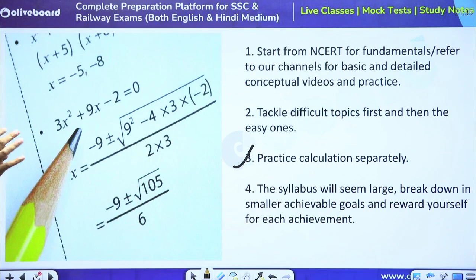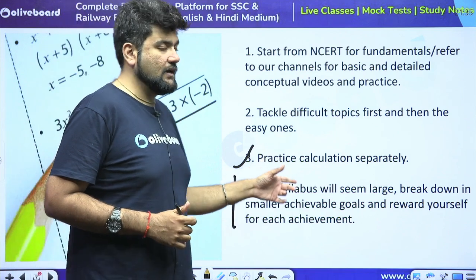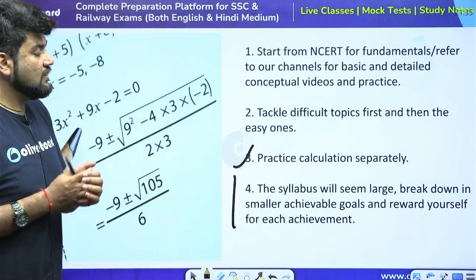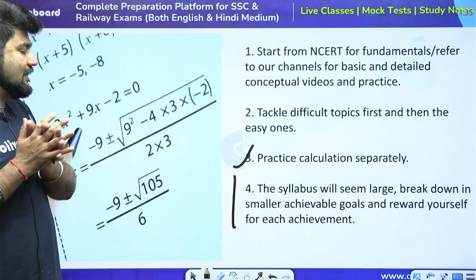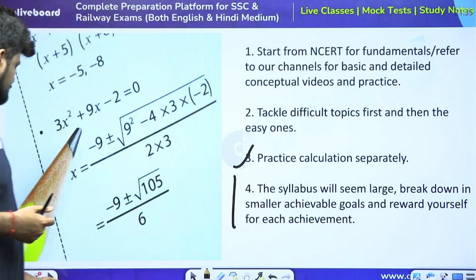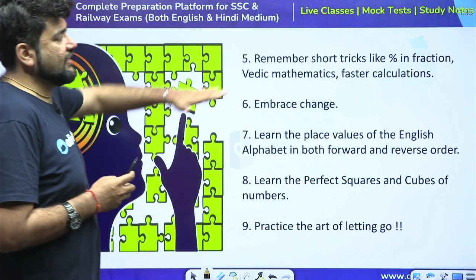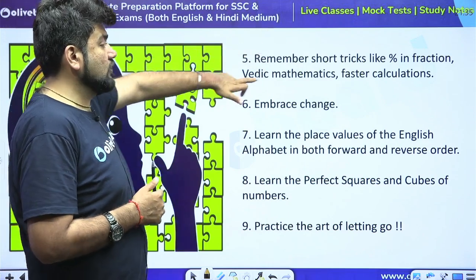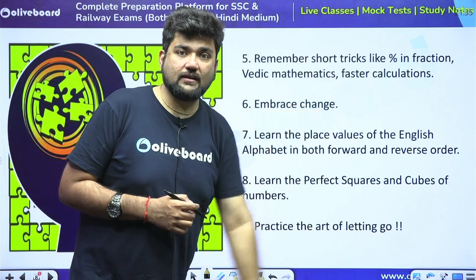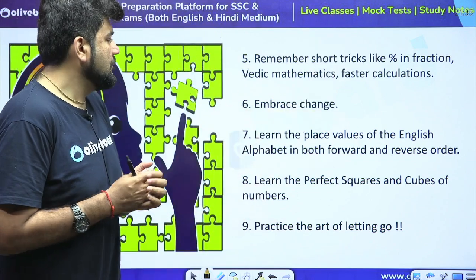So practice calculation separately. And yes, this is the point I was telling you already about related to procrastination. The syllabus will seem large, so you break it down into smaller achievable goals and reward yourself for each achievement. Apart from that, you can remember short tricks like percentages in fraction form, that is in quantitative aptitude. You can use Vedic mathematics for faster calculations, multiplication, squares, square roots, cubes, cube roots, etc.